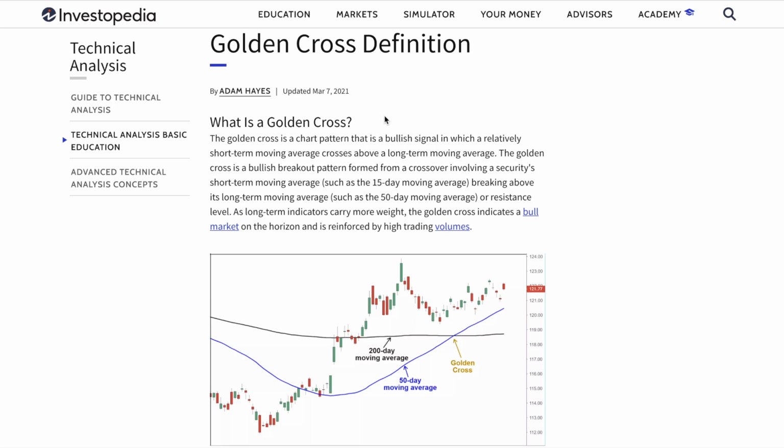Now, in the diagram down below, we've got a nice little drawing. You see the chart pattern with the candlesticks, and then the two moving averages, the shorter one being a 50 and the longer one being a 200. The golden cross occurs when the shorter one goes above that longer one. We're going to be using the 50 and the 200 just because they're the most well-known or well-talked about when looking at the golden cross.